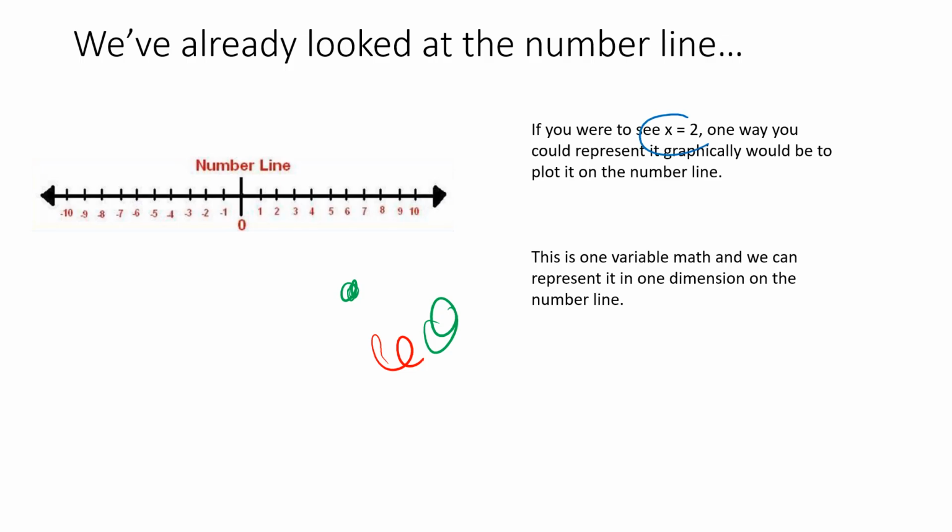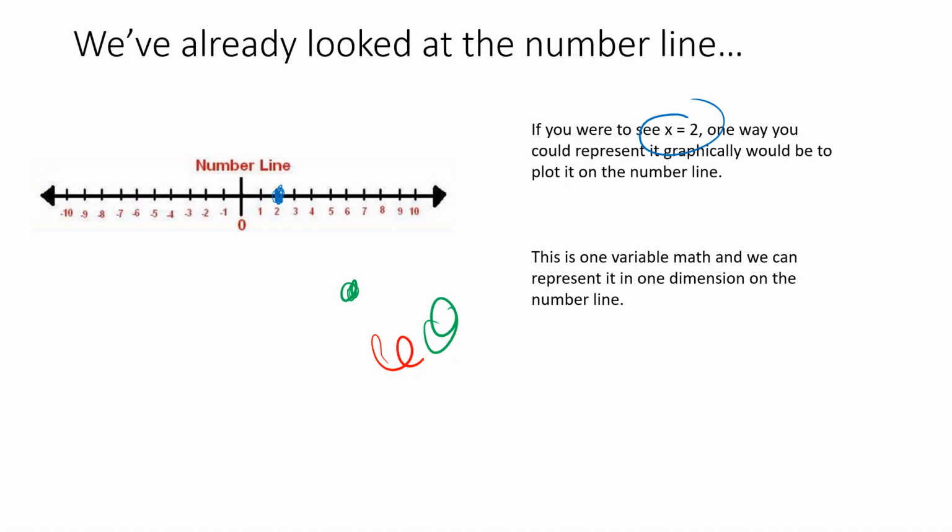But if you were to see x is equal to 2, one way you could represent it graphically would be to simply plot it on the number line. And so you could come over here and just plot a dot at x equals 2. And that's not an unimportant idea, because when we're dealing with graphs, what we're doing is shading or coloring in the solutions. So if x is equal to 2, then you represent that solution by literally coloring in the 2. And the way you do that is by putting a dot at the 2 and making sure that dot is colored in, like so.